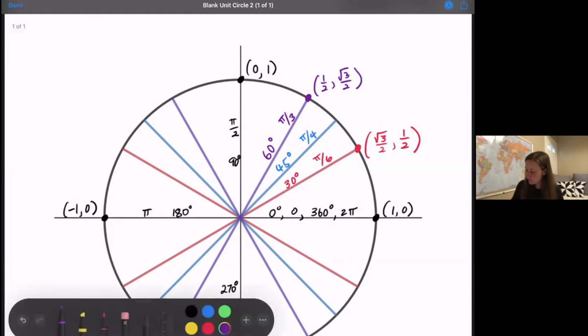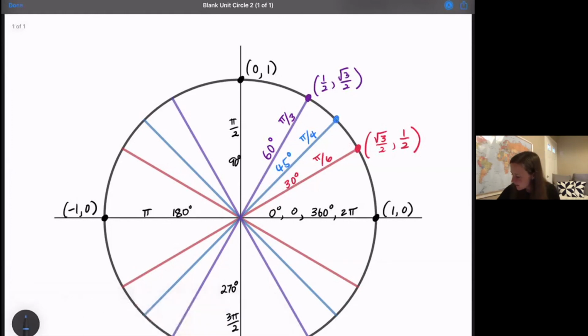And then pi over 4, the terminal point for pi over 4 is the square root of 2 divided by 2, comma the square root of 2 divided by 2. And it should make sense that at 45 degrees, you get the same x and y coordinate, since you're going down the same number of degrees from the y-axis as you're going up from the x-axis, so you're going to get the same x and y coordinate at that point.